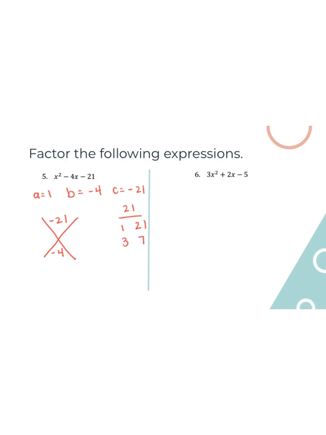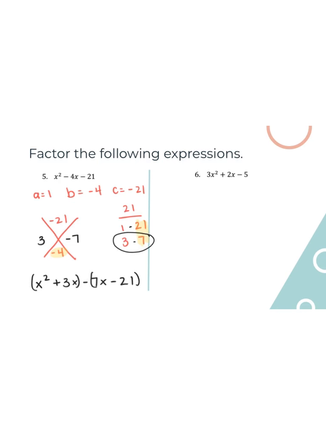Okay? Because this 4 is a negative number, that means my bigger number is going to have to be the negative one. So one of those is going to be negative. So 1 minus 21. If I have 1 minus 21, that's going to give me a negative 20. 3 minus 7, that will give me a negative 4. So I'm going to use that one right there. So 3 and negative 7. So I'm going to rewrite x squared plus 3x minus 7x minus 21. Chunk those two together.